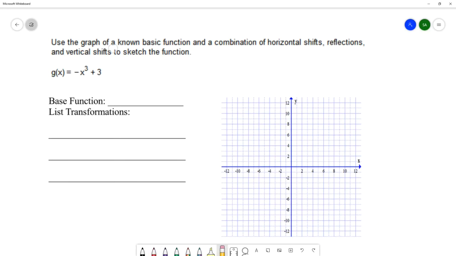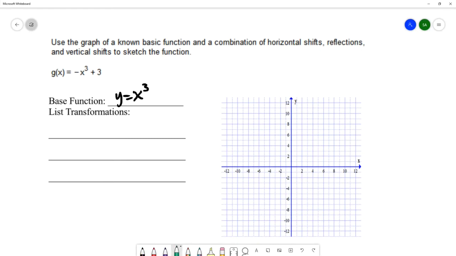Use the graph of the known basic function in a combination of horizontal shifts, reflections, and vertical shifts to sketch the function. The function we'd like to graph with transformations is g of x equals negative x cubed plus 3. First, we're going to recognize what our base function, or basic function, is. And that is going to be y equals x cubed.